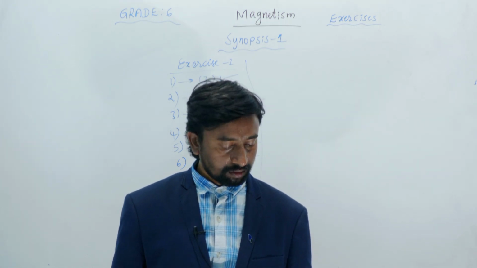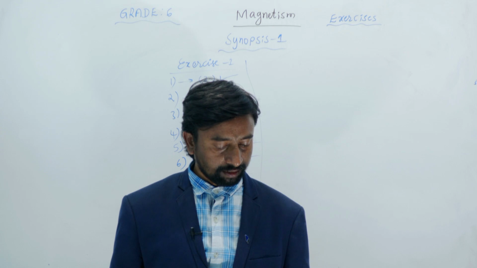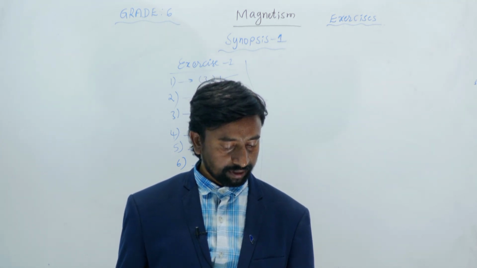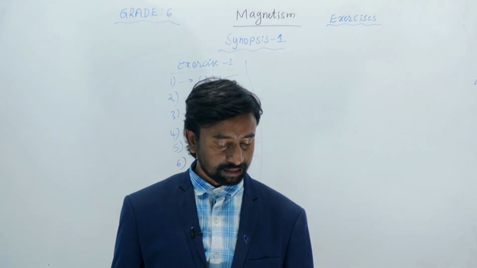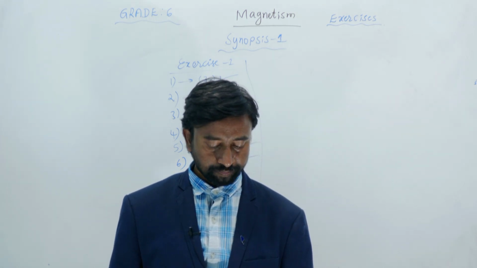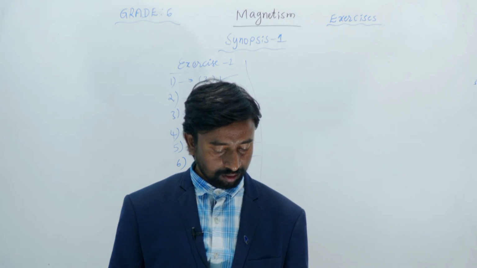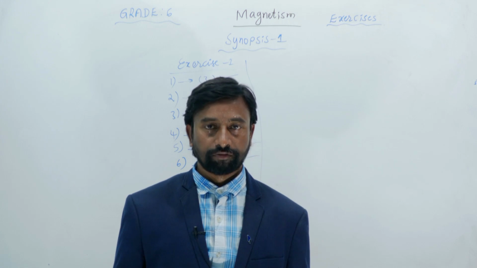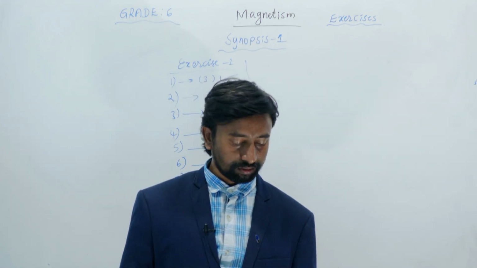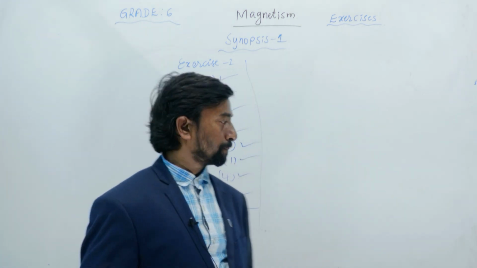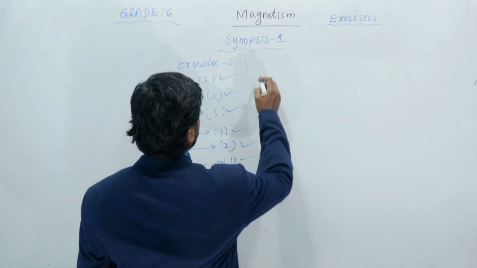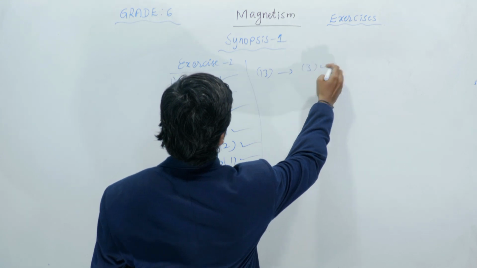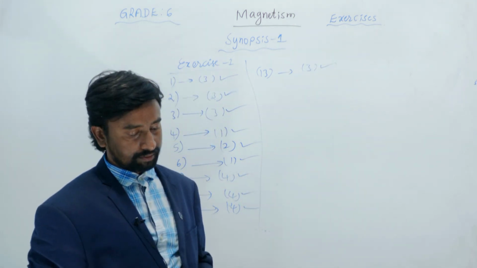The 13th one: ferrite is used for making very powerful magnets. It is a mixture of what? Ferrite is a mixture of ferric oxide and zinc oxide. The 13th one is option 3, ferric oxide and zinc oxide.